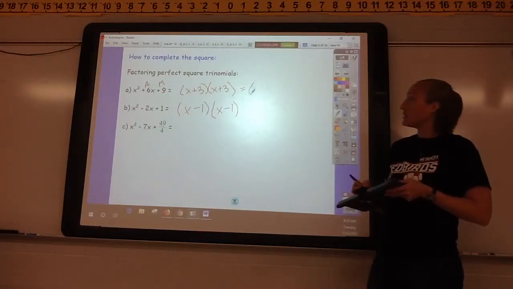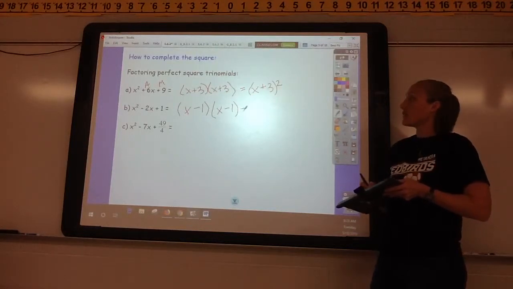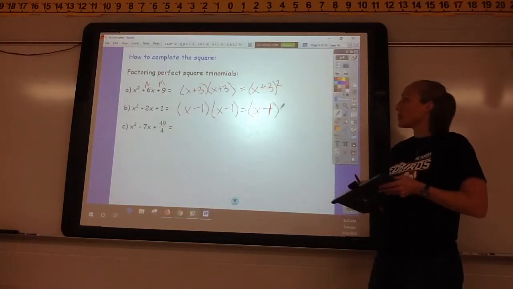What Esma just said there is essentially that this x plus 3 times x plus 3, I can write as x plus 3 squared. And we're going to want to do that. This x minus 1 times x minus 1, I can write as x minus 1 squared.